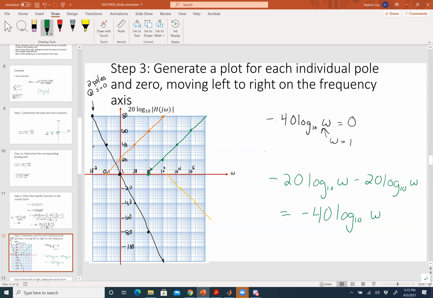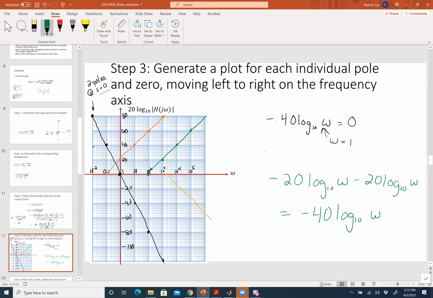Okay, thank you. That's pretty simple. So now the process of adding them up is always a little bit trickier than it needs to be, this whole idea of moving left to right. The way that I do this is I look at the first one that's not 0. Going left to right, what's the first one that's not 0? It's the poles at s equal to 0. They're falling as I move left to right.